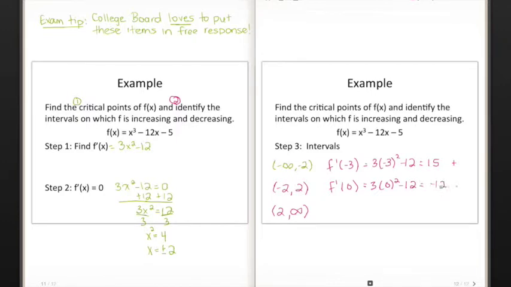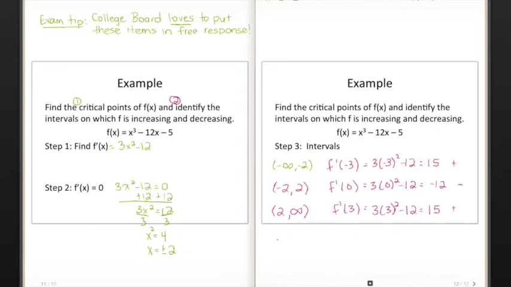That means on this interval, my function is increasing. For the next interval, I'm going to choose 0. I love when I get to choose 0. It makes my function so much easier to calculate. And for this one, we got negative 12. Our function is decreasing on this interval. And for the last one, I'm going to choose positive 3, simplify, and I get 15 again, which is positive.